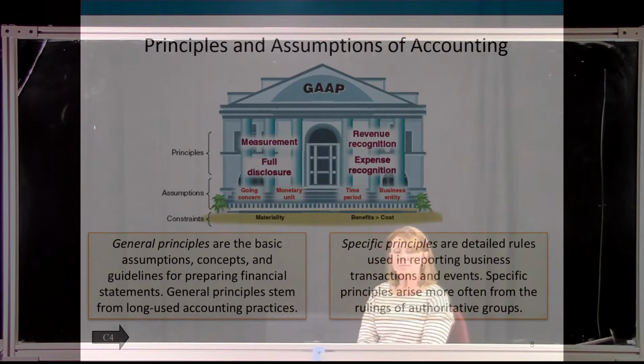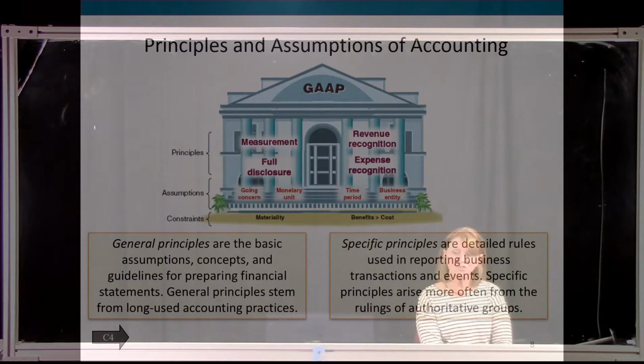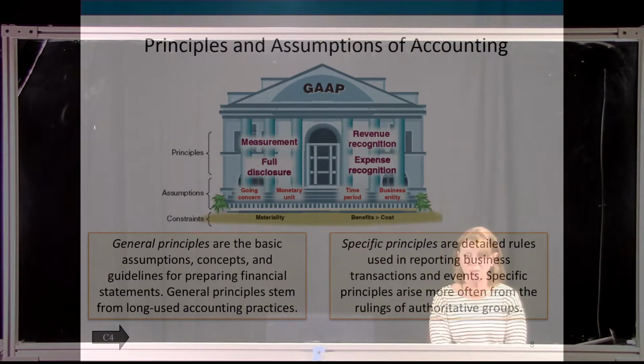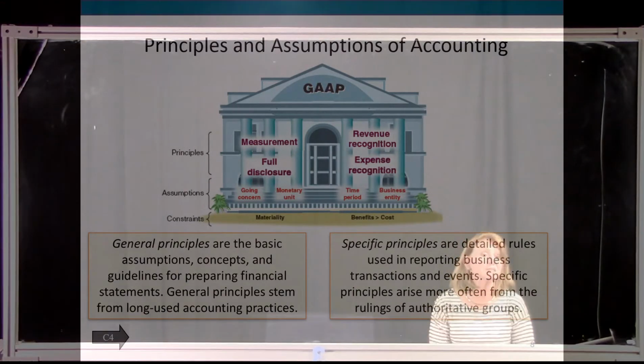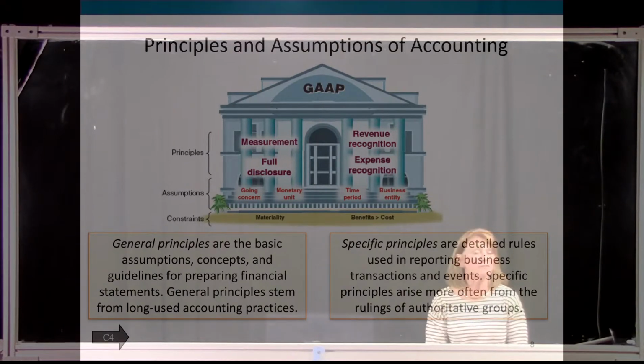We also have principles and assumptions. We have general basic principles, and those principles are measurement, full disclosure, revenue recognition, and expense recognition. Measurement just means that we measure everything at the cost at which it was purchased. So if you buy a piece of land for $50,000, although you may have got it at a great bargain and it's really worth $80,000, you record the cost of that land at $50,000.